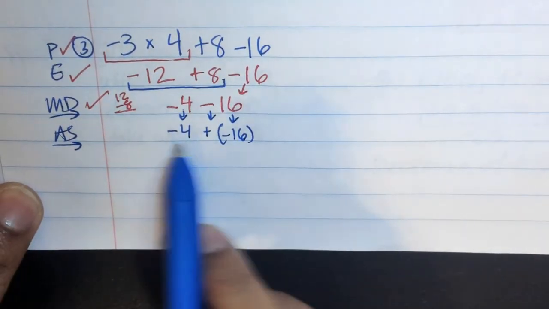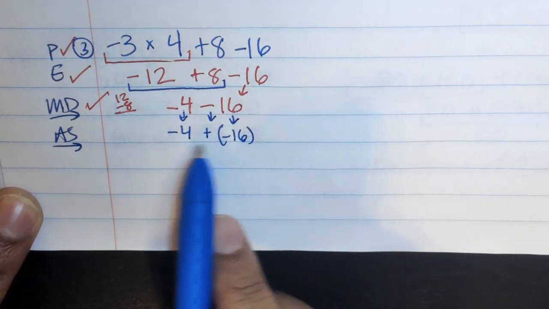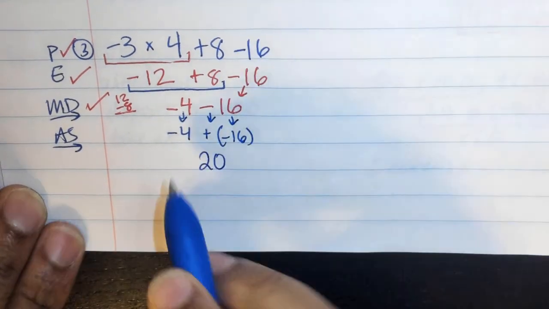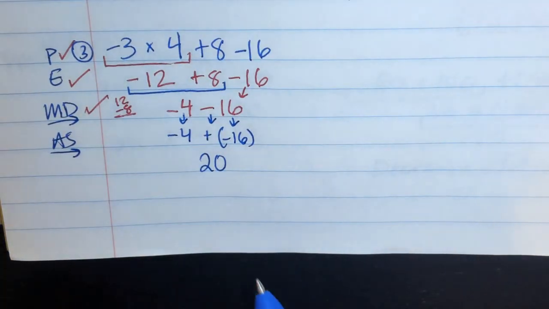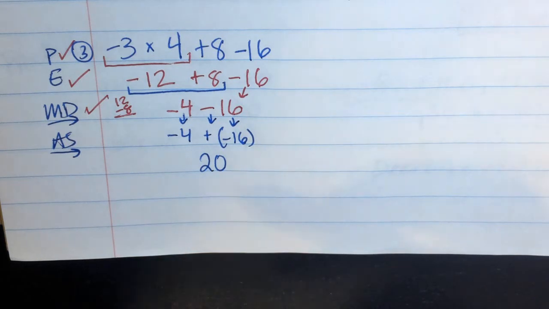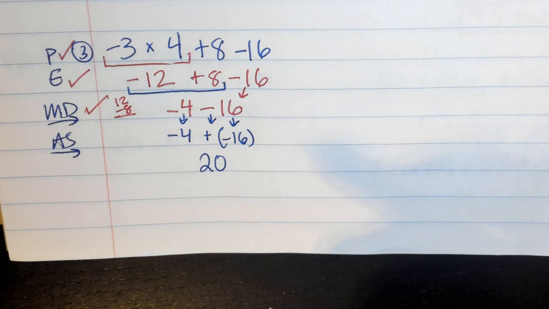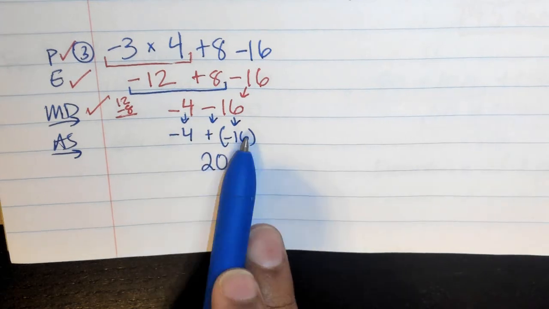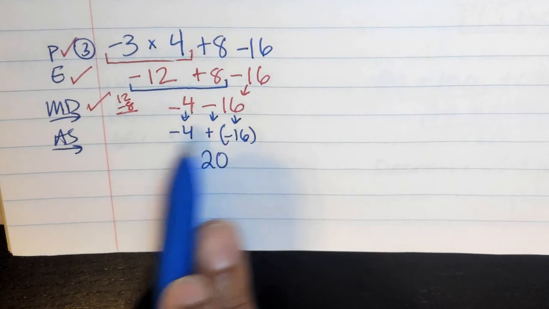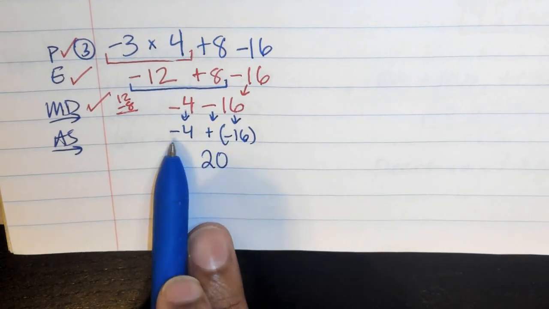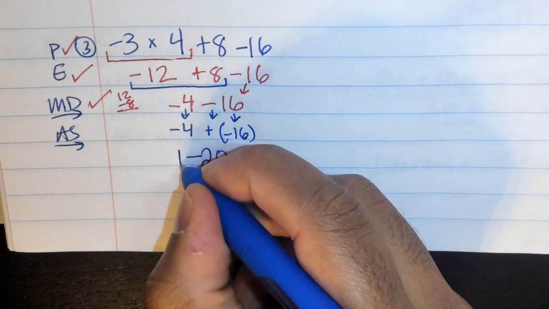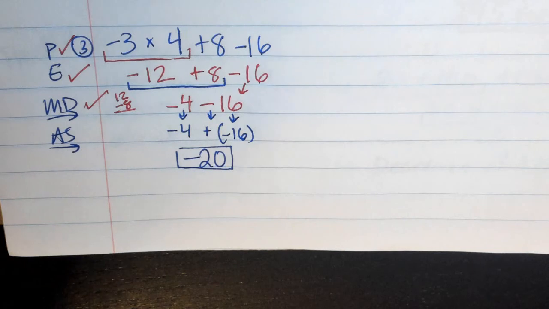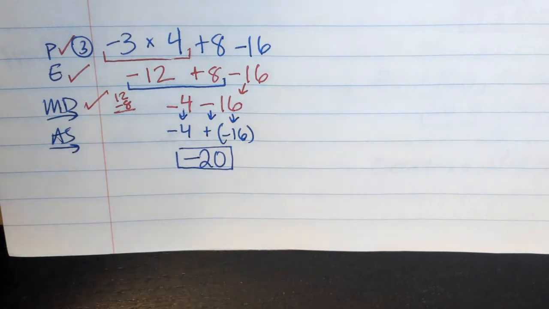So now I think about my addition rules, right? Same sign, add like normal. 4 plus 16 gets me 20. Now, they're both negative, right? So when we're doing addition, we keep the sign the same. So what should my answer be in this problem? I want to keep the sign the same for addition. So it won't be positive, but it should be negative 20. Because with addition, we want to make sure that we keep the sign the same.